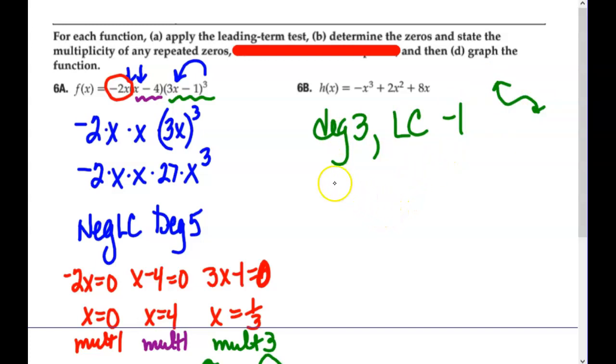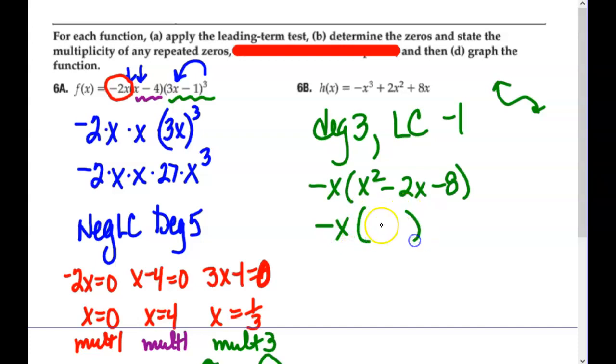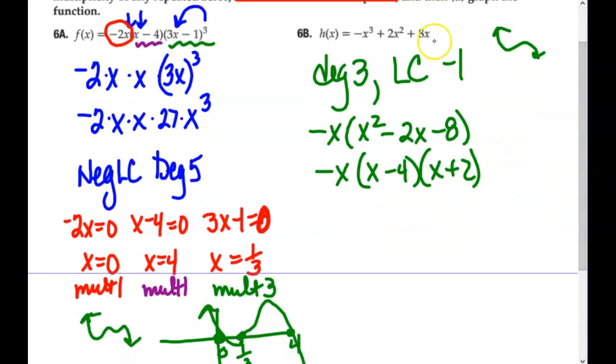Okay. Now if I take out a negative x, I have an x squared minus 2x minus 8. So we have a negative x. This factor is x minus 4, x plus 2. Those of you who struggle with factoring, are you getting the idea yet that it's going to be painful here if we don't get this?